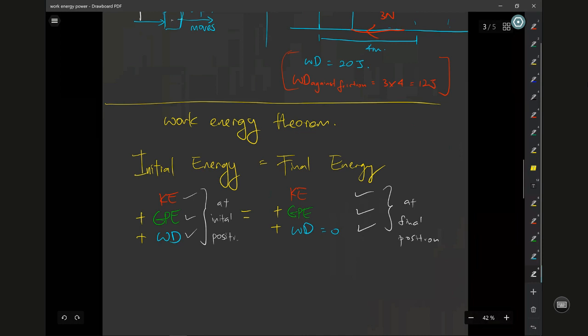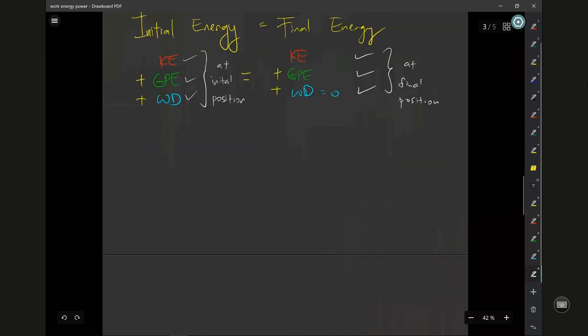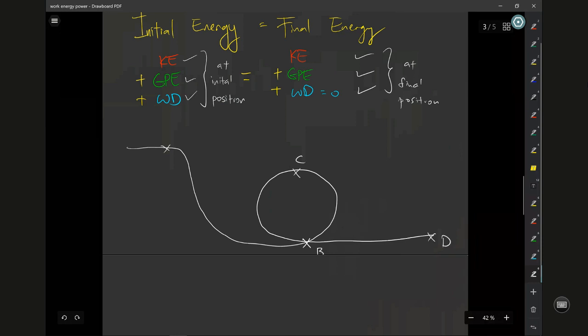Let me end off the idea of the work-energy theorem with one example. We'll go back to the roller coaster example, but let me draw the roller coaster more nicely, aesthetically sound. Let's solve this question properly. First thing, we define this as point B, this as point C, and this as point D. Obviously this is A then.